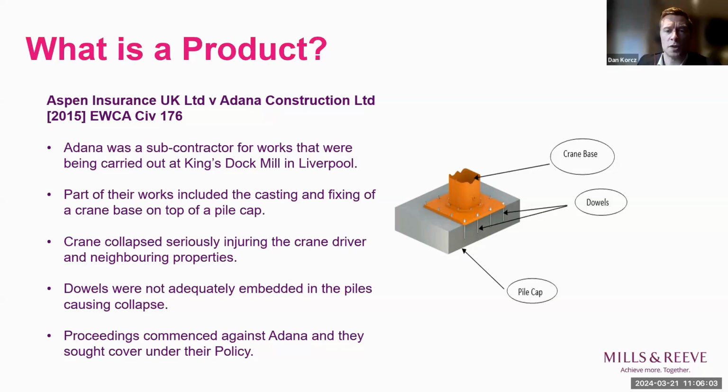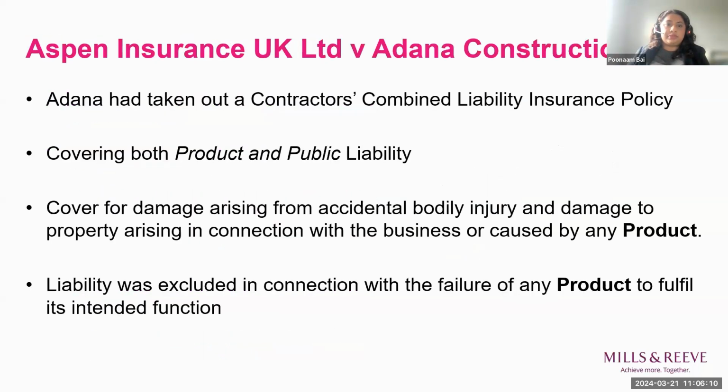Okay, so the question then is, what was the insurance position of the parties? Yes, so the policy was issued by Aspen to Adana and it covered both product and public liability. Under the section on product liability, there was cover for bodily injury and damage to property in connection with the business or caused by any product. Liability was excluded in connection with the failure of any product to fulfill its intended function.